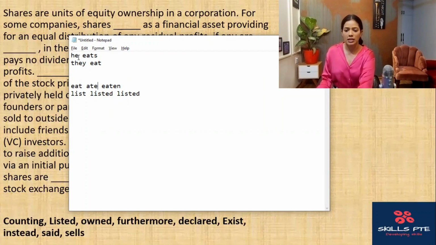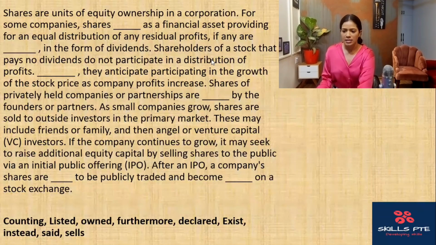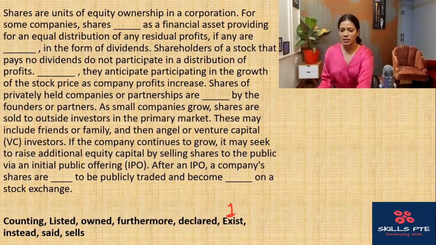Here, shares is he or they? It is they, right? Same way, what are the options we have here? Counted, listed. Oh, we have only one option. You already got the answer, right? First option is exist. Shares exist as a financial asset, right?